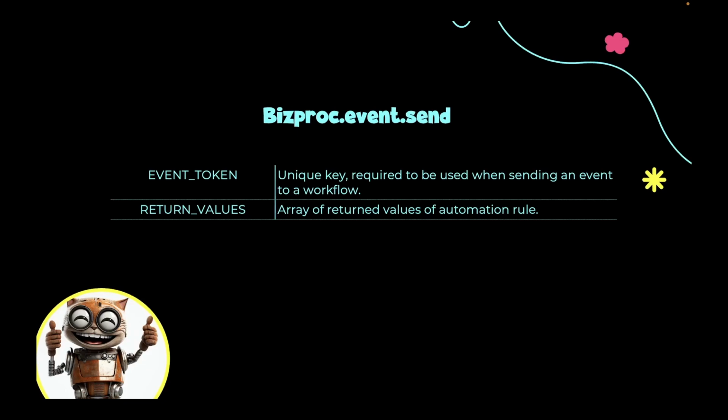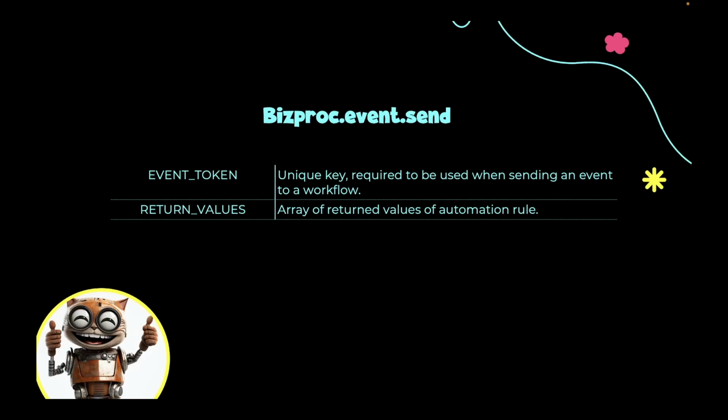This is how the mechanism for returning data from an automation rule operates. When our automation rule is triggered in CRM, Bitrix24 sends a POST request to the automation rule handler. Among other data, it includes a unique event token. After sending the POST request, Bitrix24 pauses the execution of subsequent automation rules until it receives data from our automation rule. We must return the data from the application by calling the BizPros event send method.